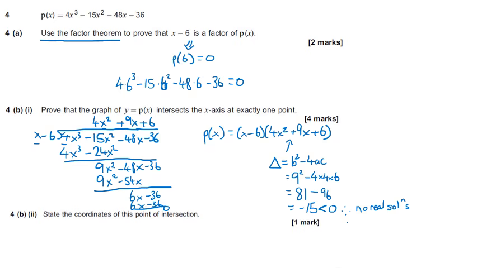Okay, and therefore x equals 6 is the only root, the only solution, the only intersection point. And then the last bit is to state the coordinates of this point of intersection. Well, x equals 6 and y was 0, because it's where it intersects the x-axis.